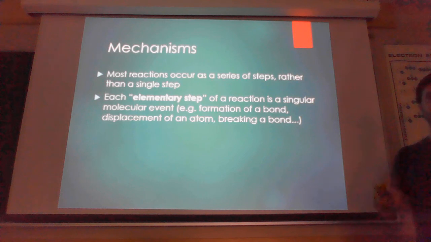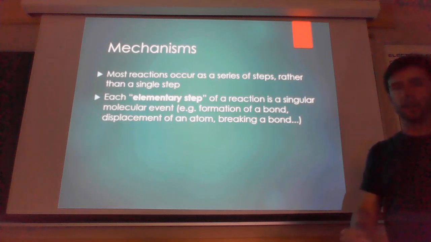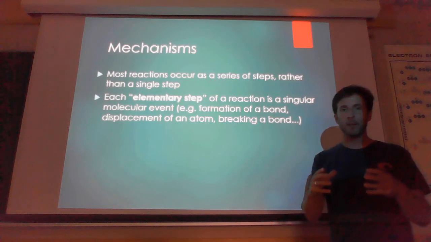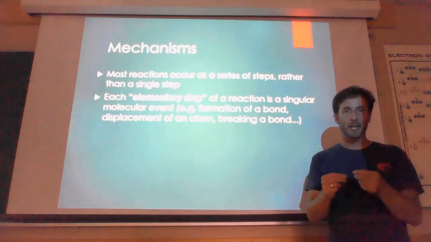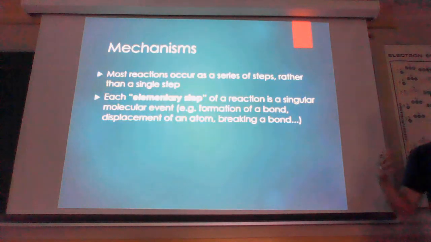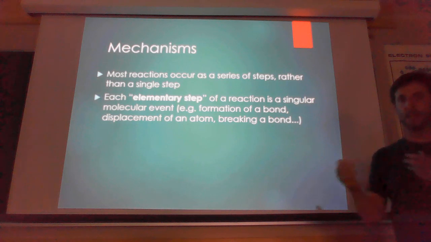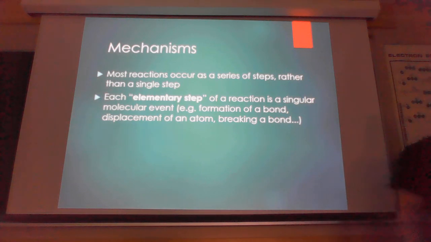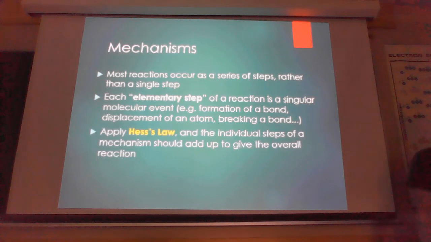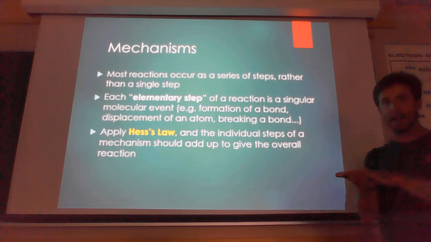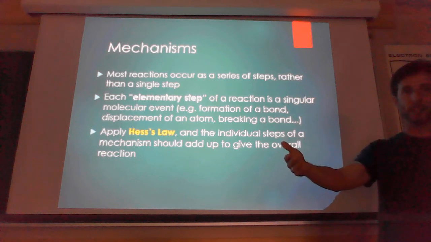Each step, if it's a singular event, we call that an elementary step, meaning only one thing's happening, or if it's two things, they're happening simultaneously. Okay? So very simple, if one molecular event occurs, that's an elementary step. We can write a reaction to represent that step. If we can write out all the steps, we should be able to apply Hess's law and add them all back up to get the overall reaction occurring.